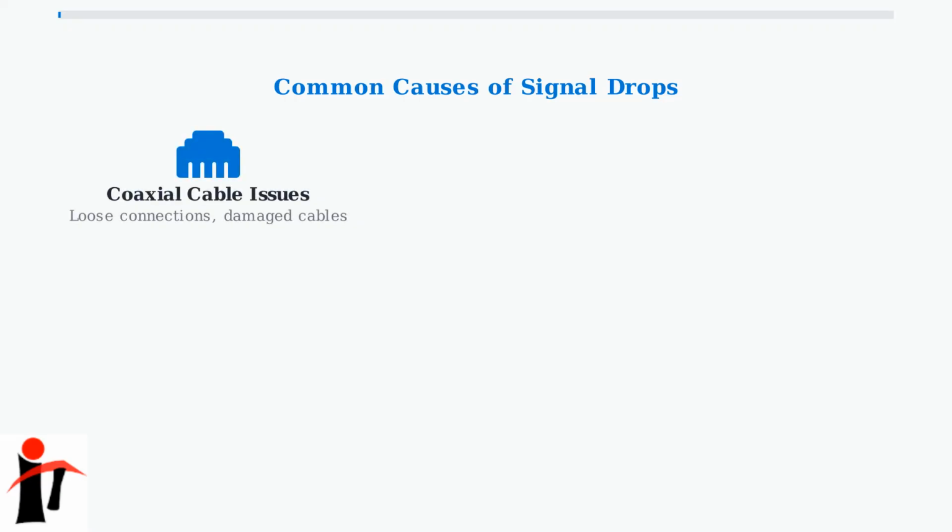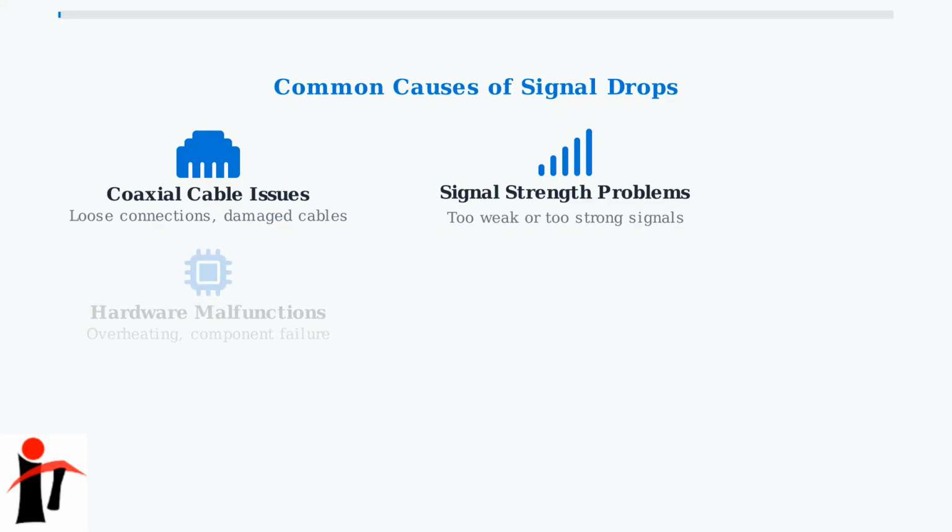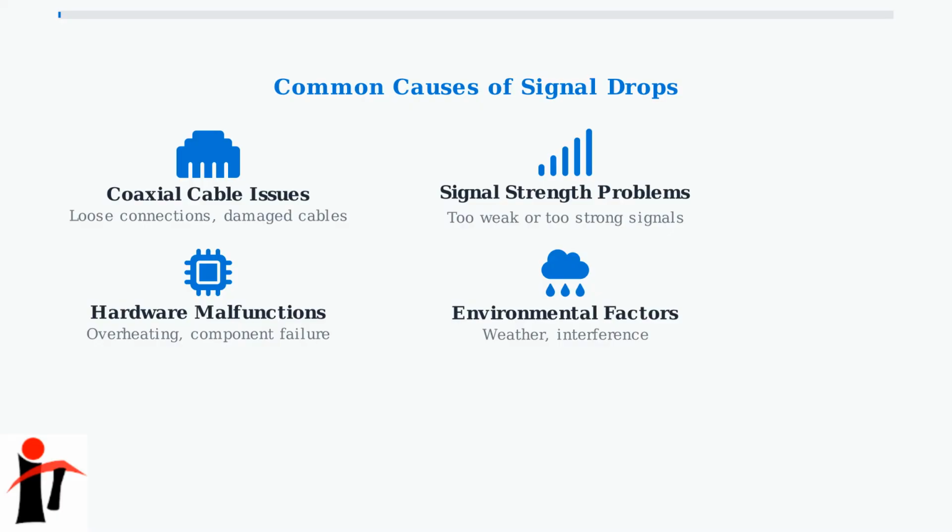First, coaxial cable issues, including loose connections at wall outlets, splitters, or box inputs, as well as damaged or corroded cables. Second, signal strength problems where the incoming signal is either too weak, typically below -7 dBm, or over-amplified above +7 dBm. Third, hardware malfunctions such as overheating due to poor ventilation, power supply degradation, or internal component failure. Finally, environmental factors including weather-related interference, electromagnetic interference from other devices, and network congestion during peak hours.